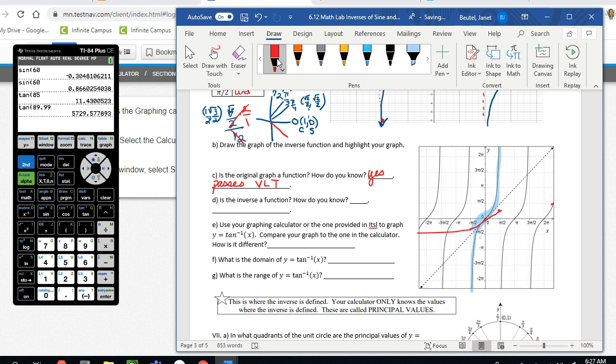When you're done, and you could have paused me, it should look something along these lines. Hopefully yours is a little better than mine because I can't do patty paper because it won't fit on my screen. So is the inverse a function? Now, at first glance, it's yes, because it's only this red line.